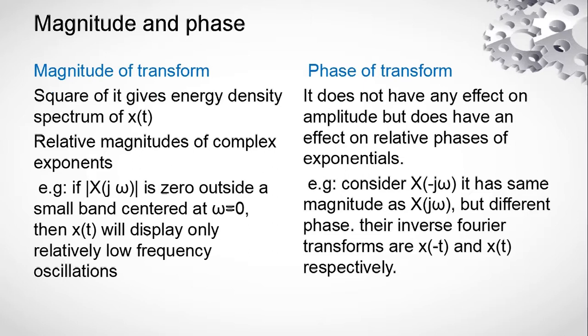Whereas if you want to know the importance of phase, look at this. Consider capital X of j omega and capital X of minus j omega. They have the same magnitude, but they have different phases. If you take the inverse Fourier transform of these, you get x of t and x of minus t. These two are completely different signals. So this signifies the importance of phase.